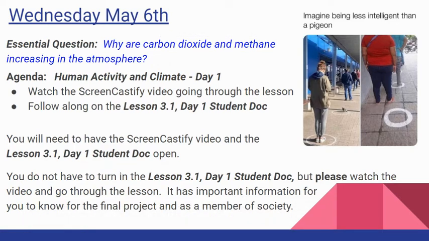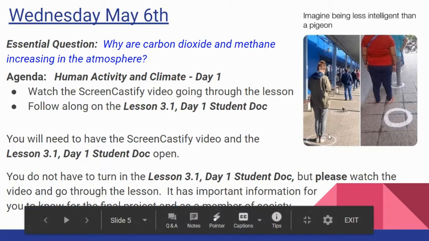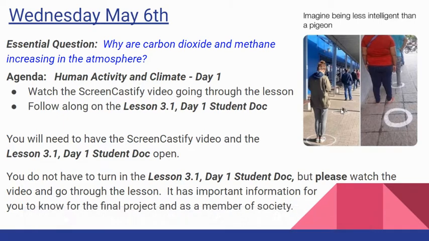And today's meme: imagine being less intelligent than a pigeon. If you've been able to go to any stores, a lot of places are marking every 6 feet because we're supposed to stay 6 feet apart. And this meme is making fun because they've put circles every 6 feet for people to space out here. And there's a pigeon in a circle waiting in line. And then it has another person that is not following the spacing rules and is not in their circle. So just kind of making fun of that.